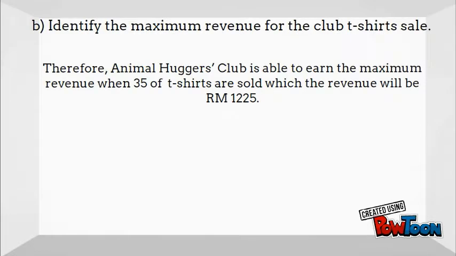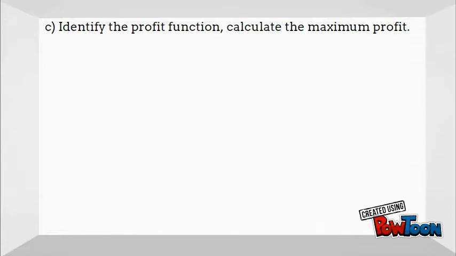The conclusion will be that Animal Huggers Club is able to earn the maximum revenue when 35 t-shirts are sold, for which the revenue will be 1,225 ringgit.